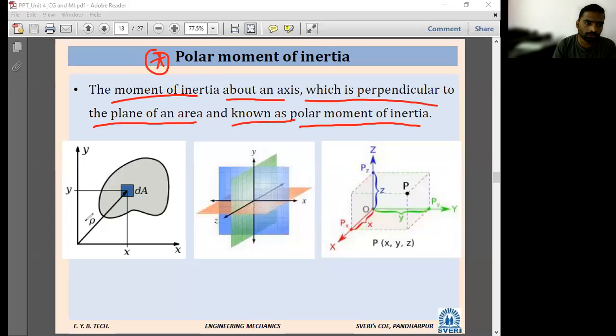Just all of you concentrate. Don't write anything. See, one figure is given. Is it a standard section, a rectangle, triangle, trapezium or circle? No. It is a general figure. He has taken one small element. Its area is equal to dA. So I want to find out its entire area. How to find out the entire area?